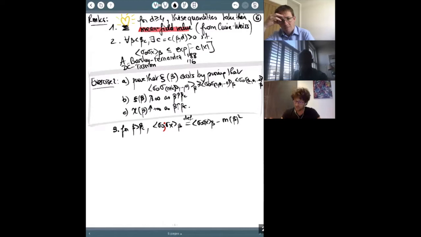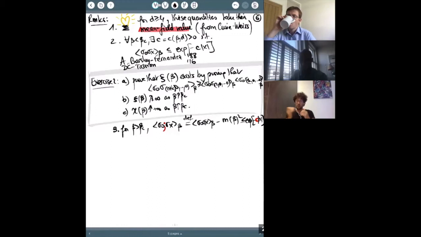And in fact, it tends to zero very fast. So this is smaller than exponential of minus constant times x. And by the way, as soon as you have this decay, you can even prove the existence of the correlation length in the supercritical regime by taking the truncated correlations instead of the untruncated ones.